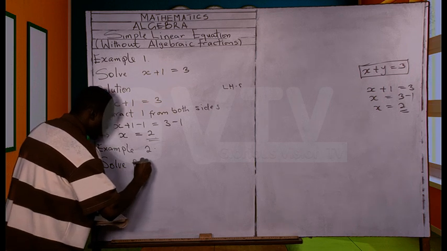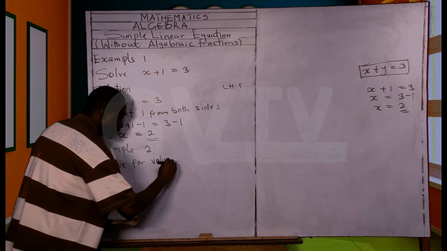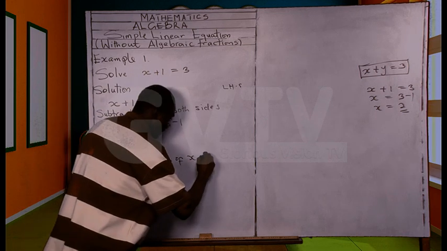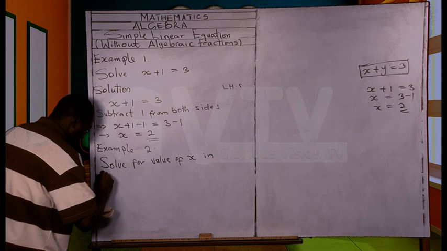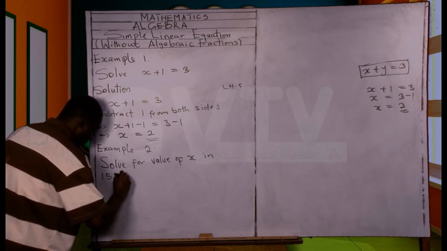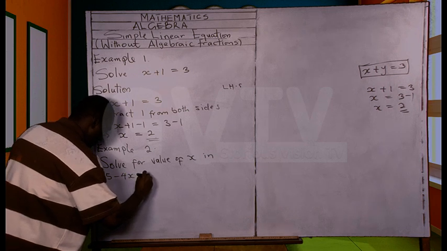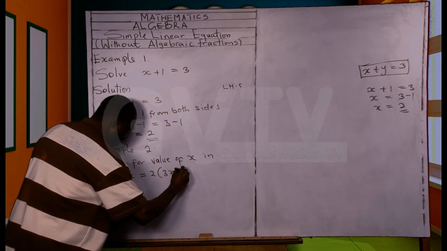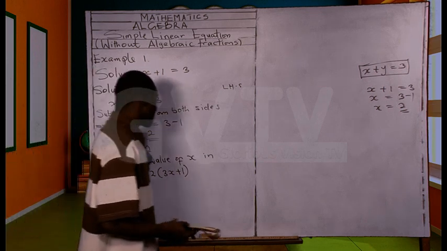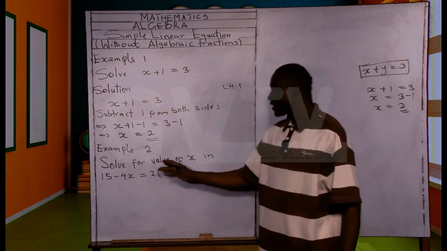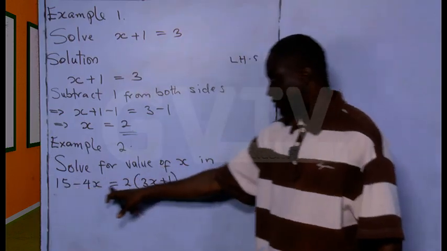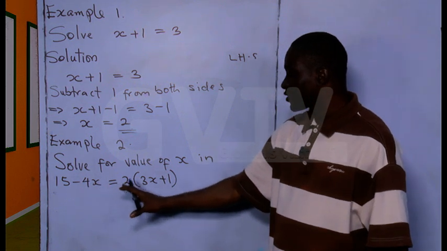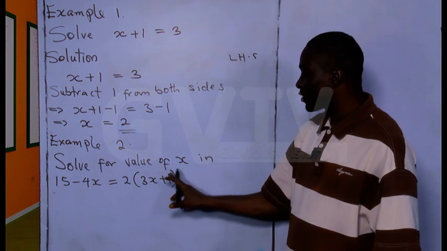Solve for the value of x in 15 minus 4x equals 2 open bracket 3x plus 1 close bracket. Okay, we are asked to find the value of x in this very equation. This is an equation, and the equation we have there says 15 minus 4x equals 2 open bracket 3x plus 1 close bracket.